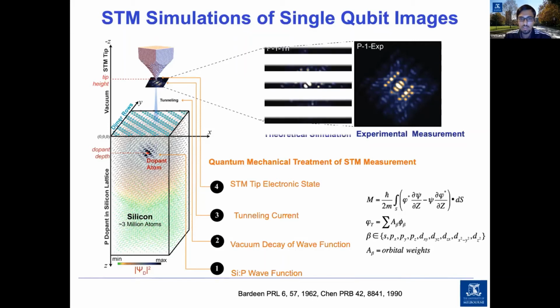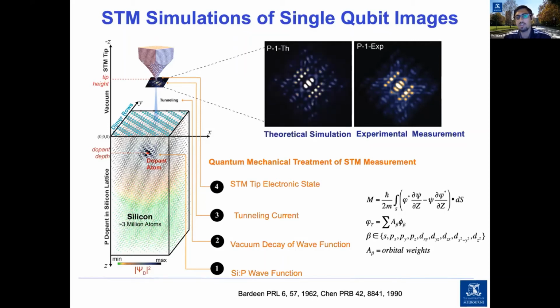So when we did all this modeling and calculated this theoretical image, you can see that this matched the experiment extremely well. We not only captured the symmetry, but also the overall size of the features and the brightness of the features. It was a very good match with the experiment. That allowed us to understand these measured STM images in a very, very detailed fashion.